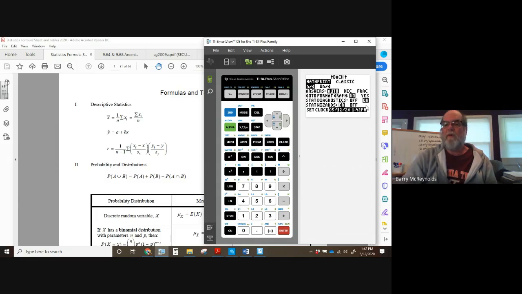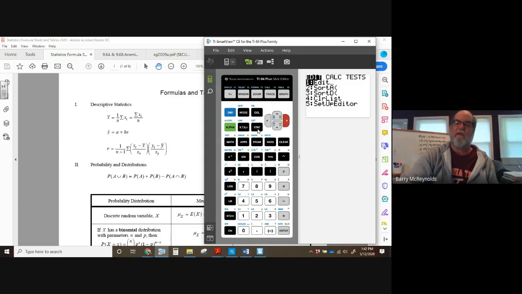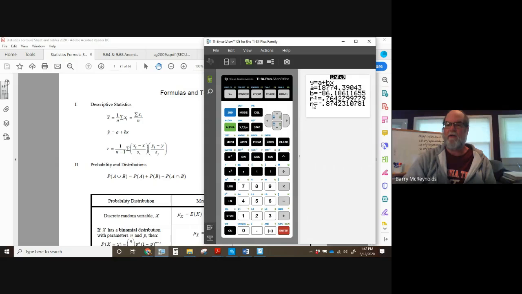For some reason, when the calculator gets reset to its default status, Stat Diagnostics is turned off, and so your calculators may not show you what you want. So now, when you go through Stat Calc 8, L1, L2, calculate, we'll get R and R squared.